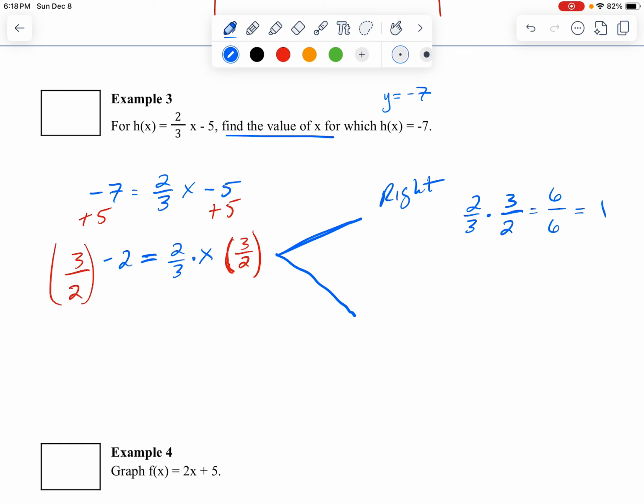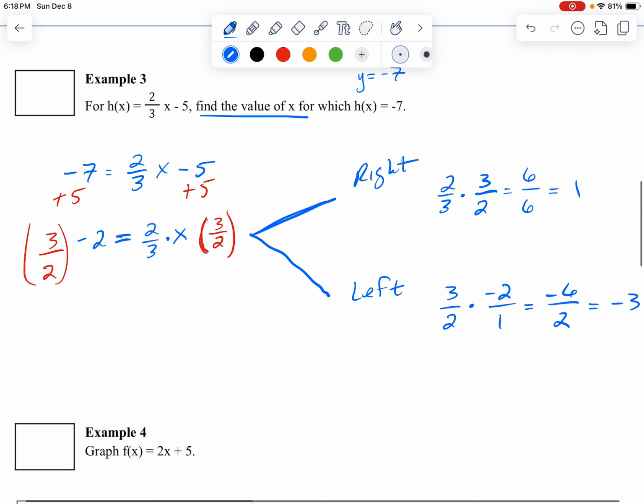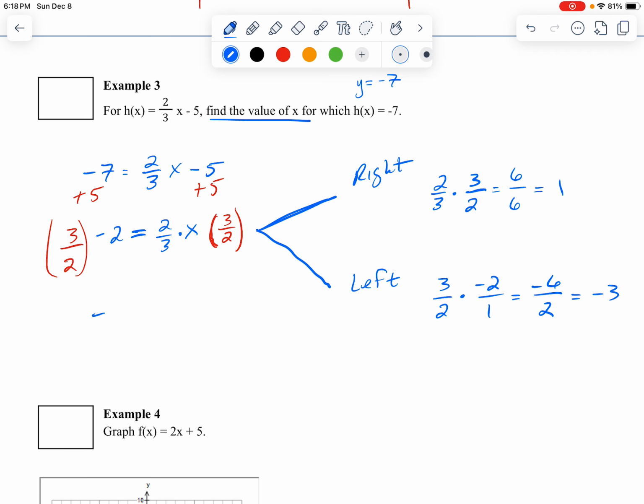On the left side of the equation, I've got 3 over 2 times negative 2. And that's a whole number, negative 2. I always like to write that as negative 2 over 1, so that when I'm multiplying a fraction, I'm multiplying it with another fraction. Again, multiply straight across. 3 times negative 2 is negative 6, divided by 2 times 1 is 2. Simplify, that's negative 3. So on the left side, we have negative 3. On the right side, we have x.